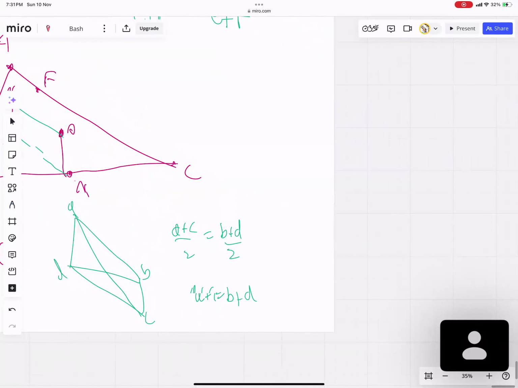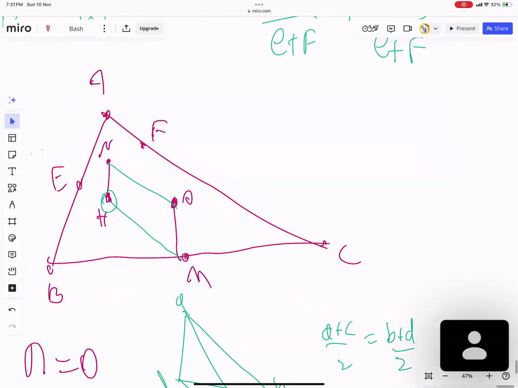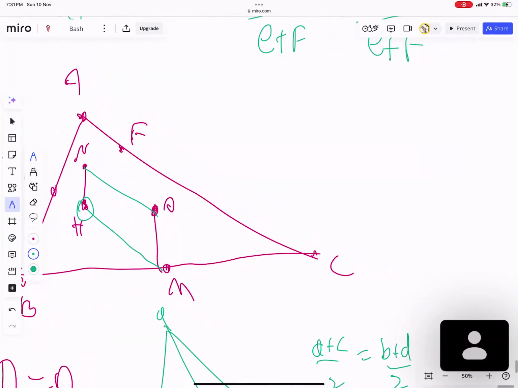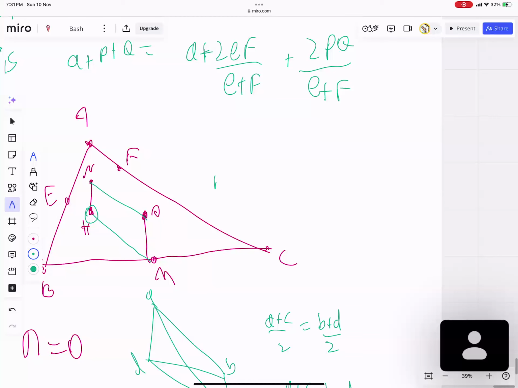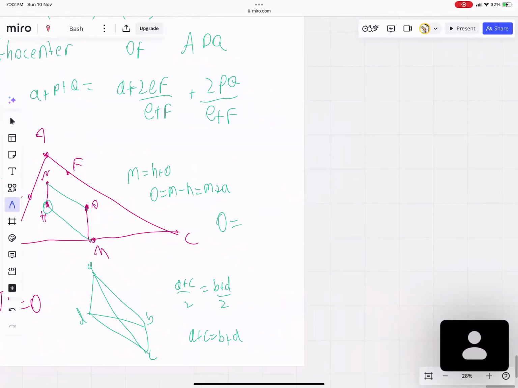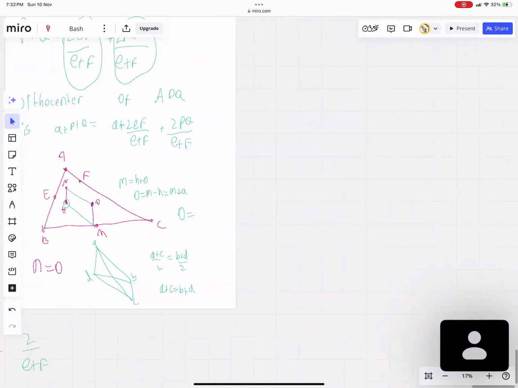Now, back to the problem. Anything else you can see? Yeah, we know N is the center of the circle, and H is like minus 8, so we can find O. Yes, precisely. So we get that N plus M, now N is 0, so we get that M is equal to H plus O. So O is equal to M minus H, which is M plus A. Thus we get that O is equal to M, which is 2EF by (E plus F).